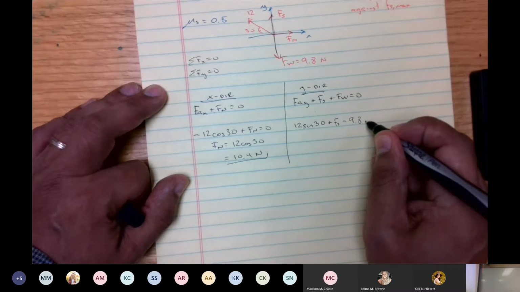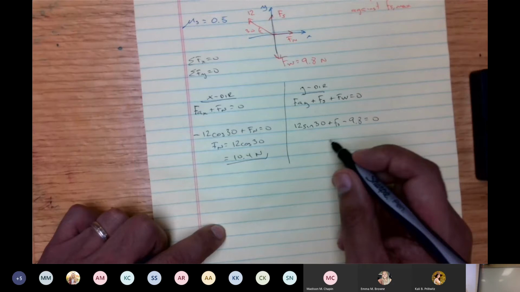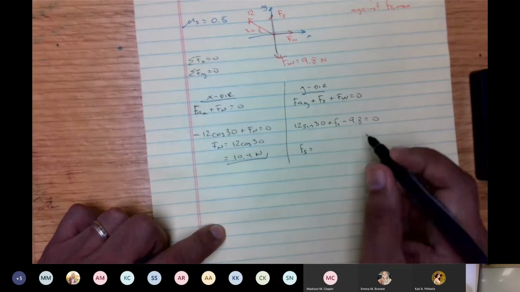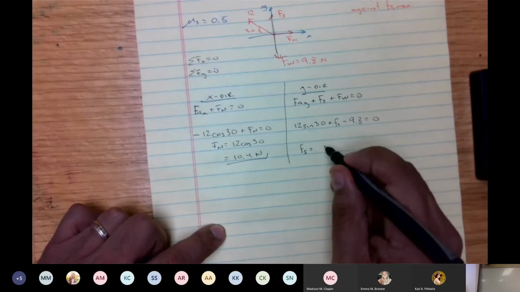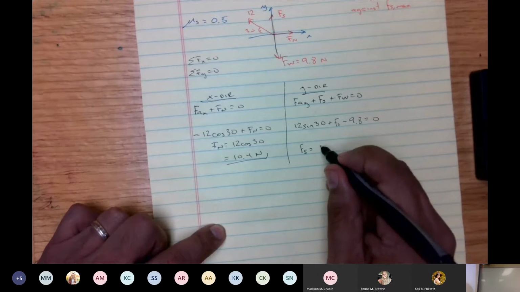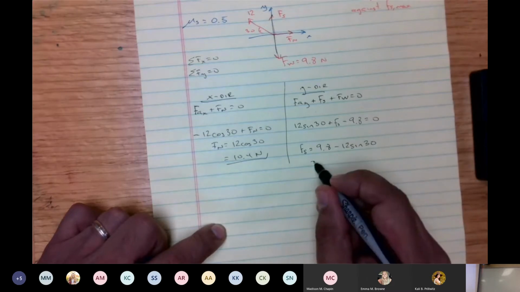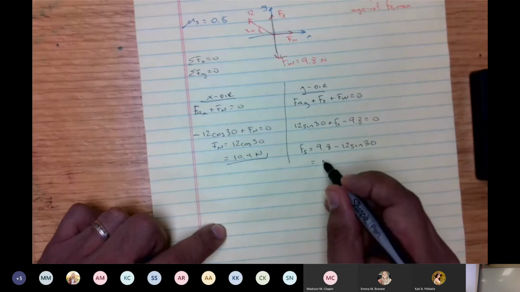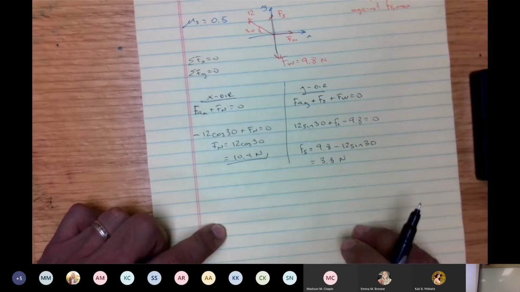I'm gonna solve for the friction force. And the friction force is going to be 9.8 minus 12 sine of 30. Sine of 30 is 0.5, so this is going to be 6. So at the end, you end up with a friction force of 3.8 newtons. Okay? Now, this by itself doesn't tell you if it's moving or not.